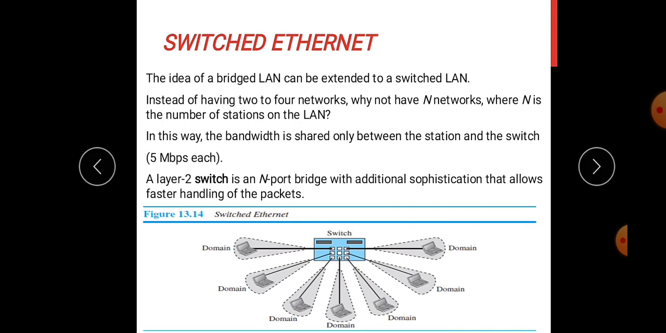A layer 2 switch is an N port bridge with additional sophistication that allows faster handling of packets. Evolution from a bridged Ethernet to a switched Ethernet was the first step that opened the way to even faster Ethernet. In the figure you can see each individual station is considered a separate domain. So the collision domain is also reduced, and here we have used a switch instead of a bridge.